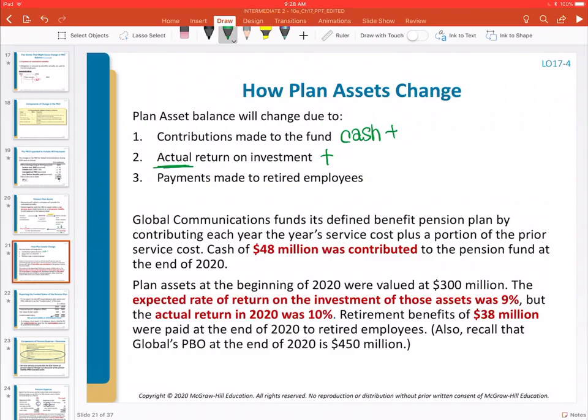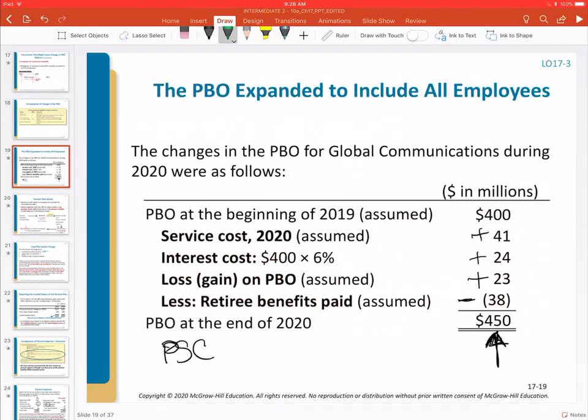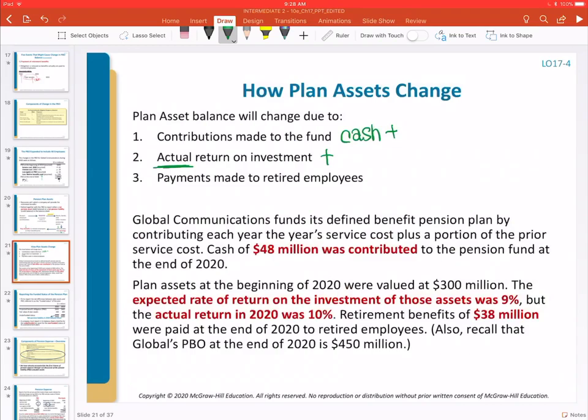Okay, and then third, payments that we make to retired employees. So as we said in the previous example, if we looked at these retirement benefits paid, we said that the account that those benefits are being paid out of is our plan asset account. So now jumping back to slide 21, if we know that we're paying employees the retirement benefits that we owe them, then that's going to have a decreasing effect on our plan asset fund. We're taking cash out of that plan asset fund, distributing it to the employees. That's going to have a decreasing effect.